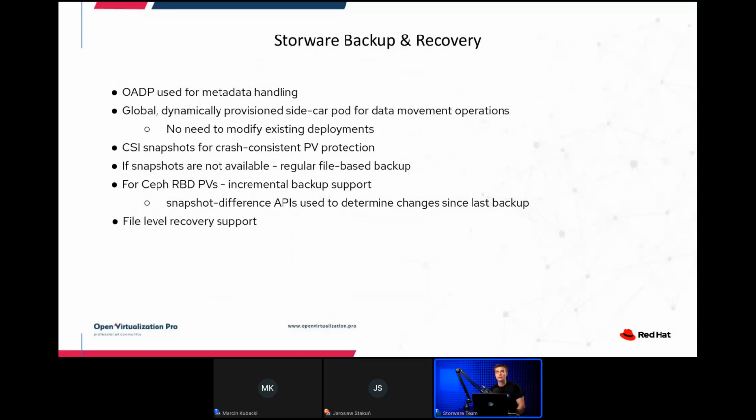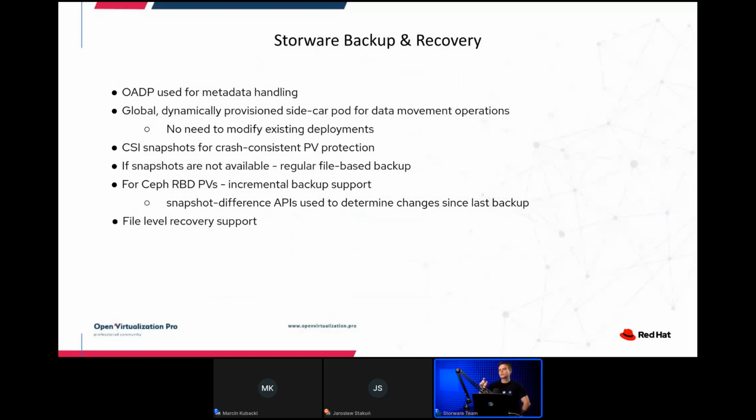If not, because some CSI drivers don't support snapshots, strictly speaking, we will have a backup on the file level, usually for file level volumes. Optionally, we have also the Ceph RBD support. If you have it, it's connected not via the storage class, but per volume. Optionally, you could have direct Ceph RBD connected to your deployments. Technically, we are also able to support incremental backups using the snapshot difference APIs on Ceph. So that's how usually it works. And file level recovery would also be possible in such a scenario.